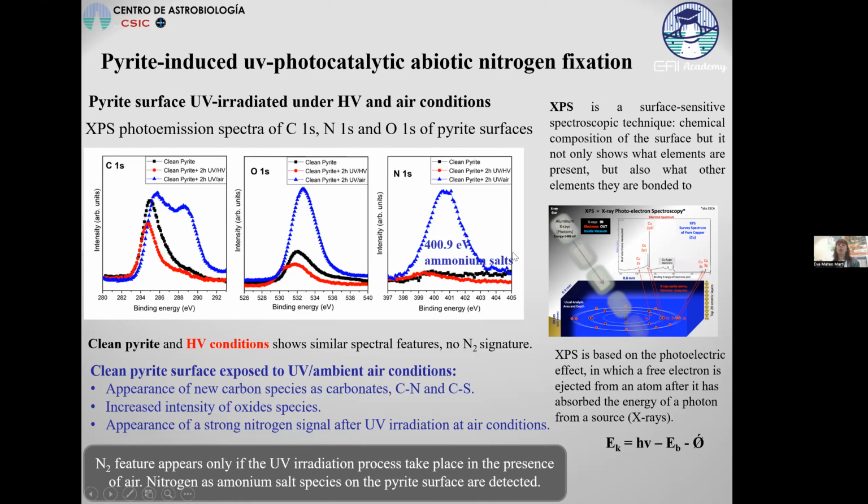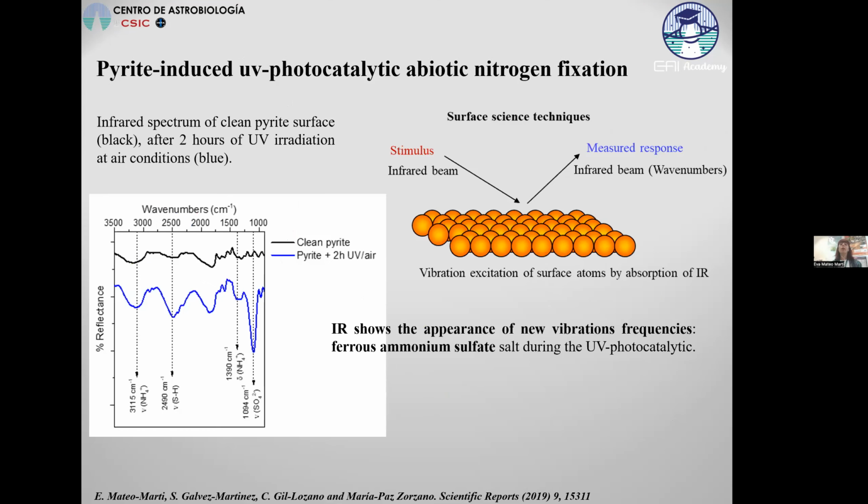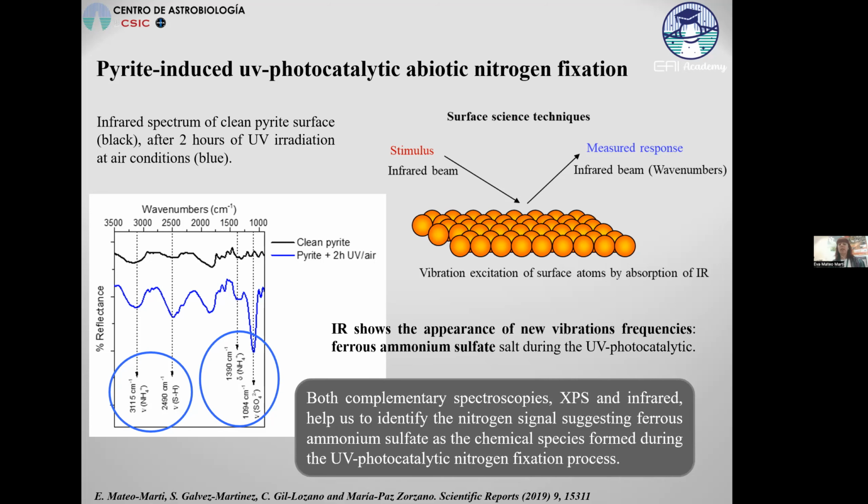In order to understand which compound we had on top of the surface, we ran infrared. Infrared is a technique that the majority of you have maybe used or know. We stimulate the surface and we measure the response. The stimulus is an infrared beam, and the response is the vibrational excitation of surface atoms by absorption of infrared. Here we monitor the infrared spectrum before and after the irradiation, that is the clean pyrite. When we irradiate the sample, we can see different bands that correlate with ferrous ammonium sulfate. So these two complementary spectroscopies, XPS and infrared, helped us identify the nitrogen signal, suggesting the compound ferrous ammonium sulfate and the fixation of this compound on the pyrite surface.